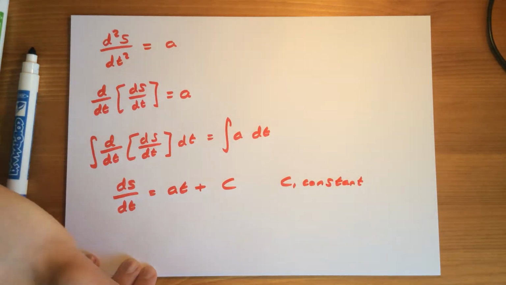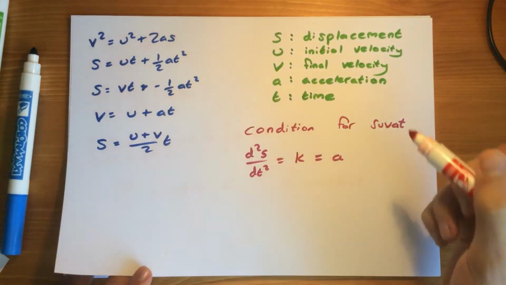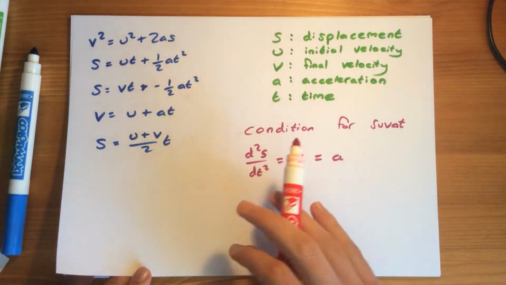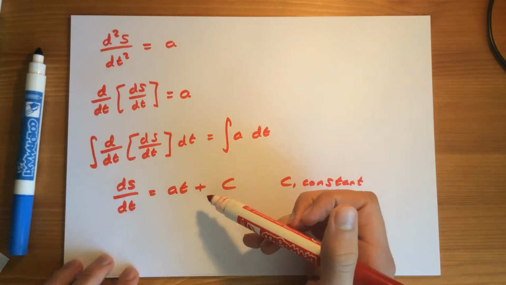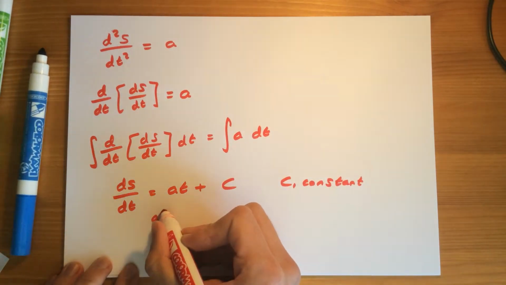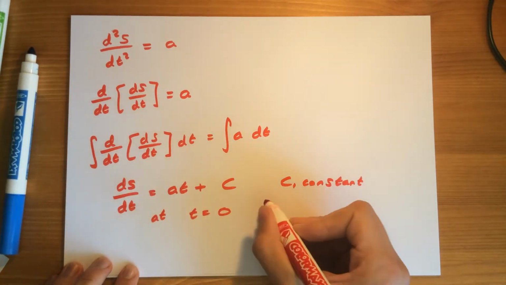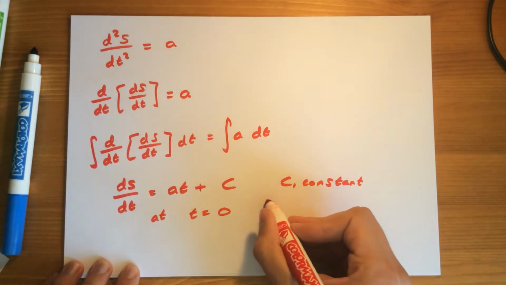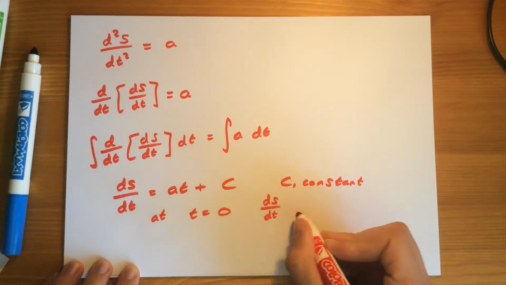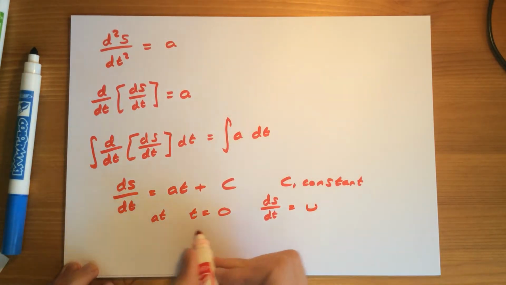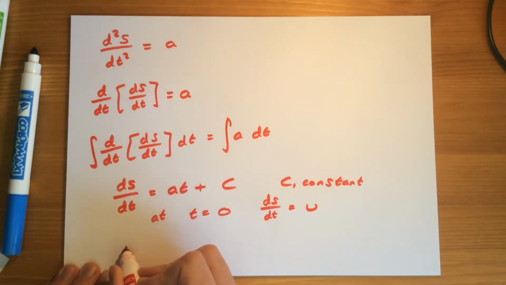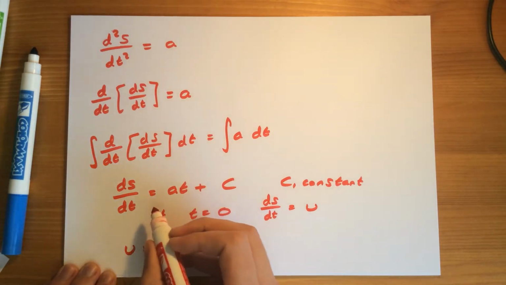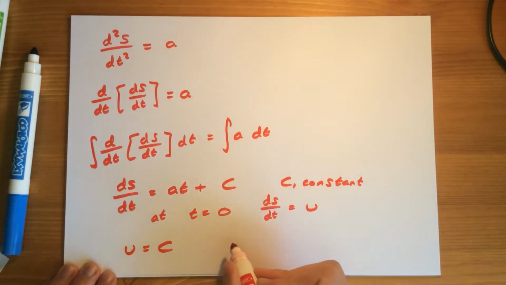And then again, if we refer back to our initial definitions, we can say that the initial velocity is u. So that means where time is 0, the velocity is u. So using those conditions here, at t equals 0, ds by dt, the derivative of displacement with respect to time, well, that's the velocity. So ds by dt equals u. And so substituting these in, we can say that u is equal to a times t, which is a times 0 in this case, which is just 0, plus c. So u equals c.